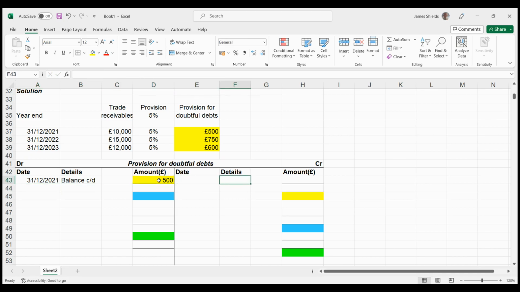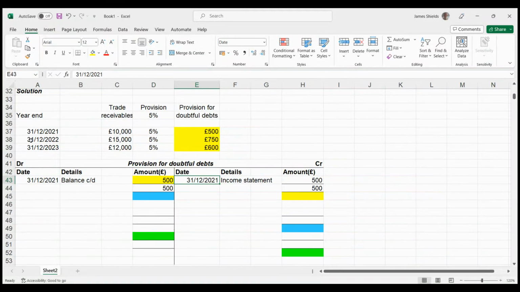And then in the income statement, we've got this provision amount of £500. And again, that's for the year ended the 31st of December 2021. So I'll tidy it up now. My total for the debit is 500, and my total for the credit is 500. So that's the year ended the 31st of December 2021.